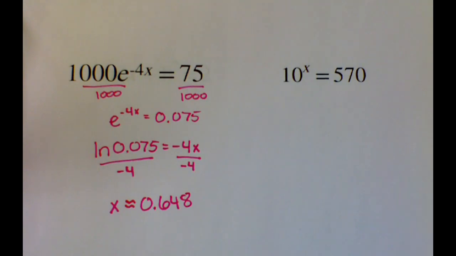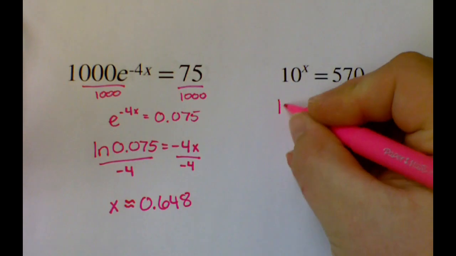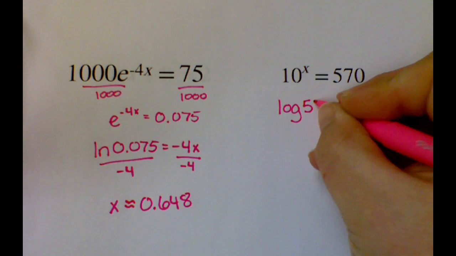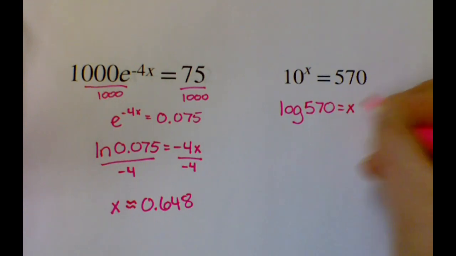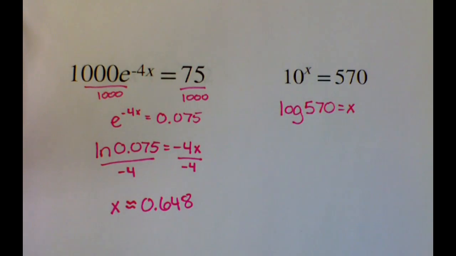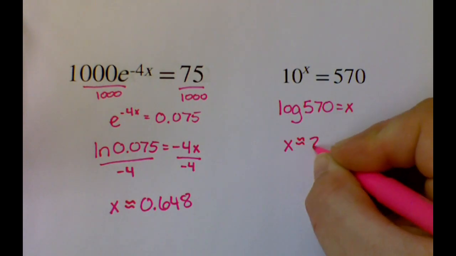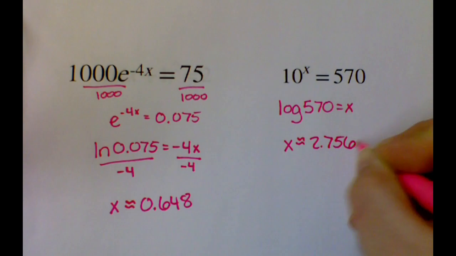And 10 to the x power equals 570. Well, this time I'm going to use a log with a base of 10, which is just our common logarithm, so just log of 570 equals just x. Type that in my calculator. X is approximately 2.756.